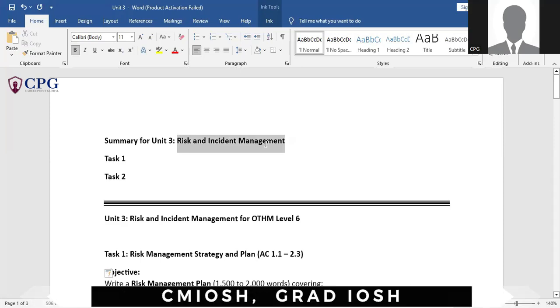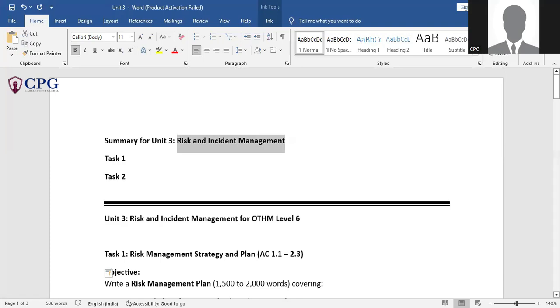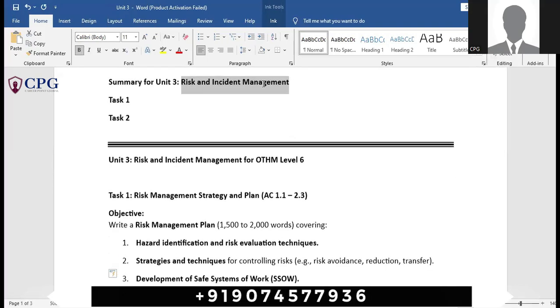What are the risks associated in the company? What are all the accidents that have happened? How have you identified the risk in that company? And then once you have identified the risk, how have you found the solution for it?